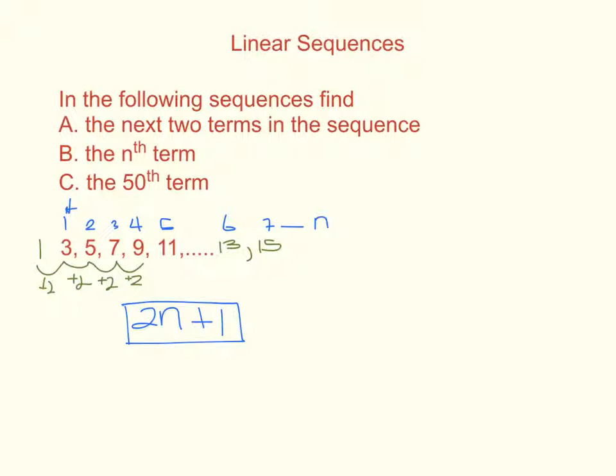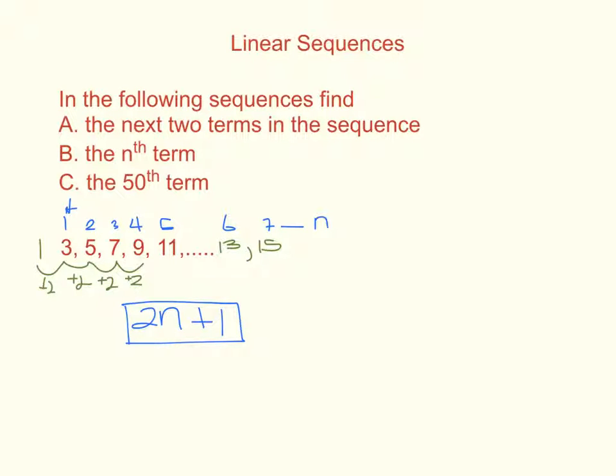Now this is my nth term. Let's see if it works. If it works, then we should be able to get back all these answers here. Now remember I just said to you that these values are my n values. So if I substitute 1 in for n, then I should get the answer of 3. If I substitute 2, I should get the answer of 5, and so on. So let's take a random one. Let's put 3 in. I'm going to replace this letter n with the number 3.